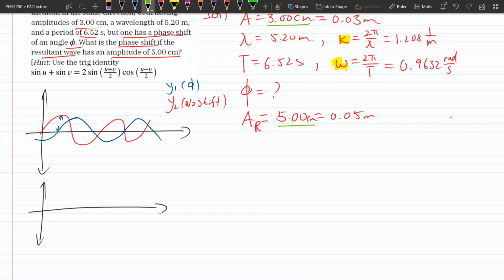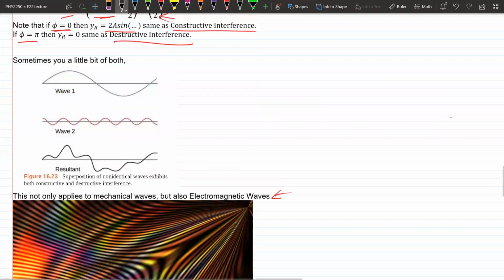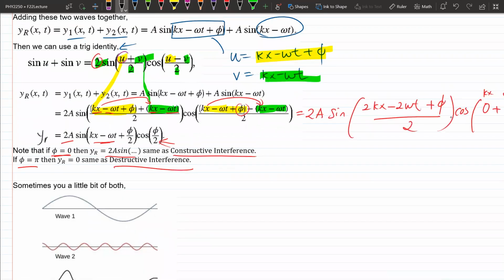So how do we figure out what that's going to be? It's going to be some weird wave like this, and this has some amplitude of 5 centimeters instead. This is where we're going to have to rely a little bit more on the mathematics of it, where previously, go back up here, we were able to write the resultant wave with this equation up here, which is probably the important equation you want to copy down.